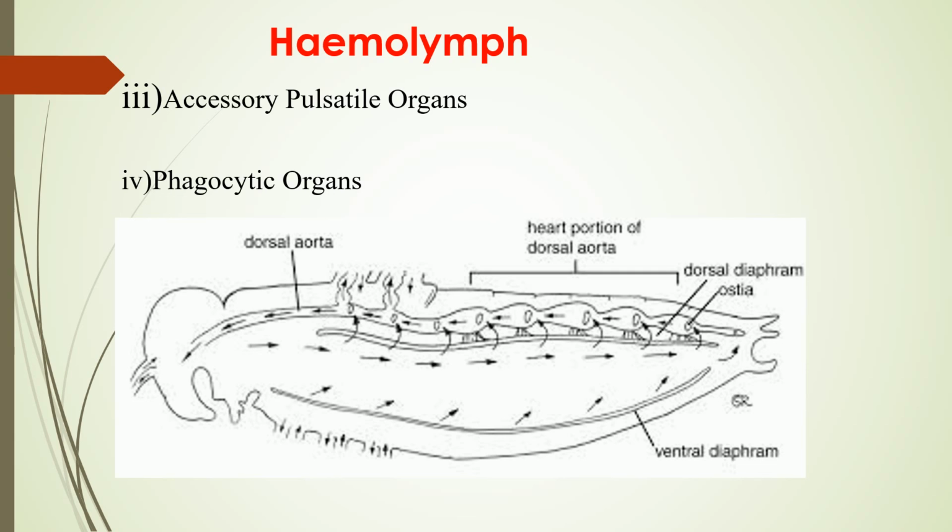The dorsal wall of the phagocytic organ is formed from phagocytic cells, while the ventral wall is from the dorsal diaphragm. The heart opens into the phagocytic organs through the lateral excurrent ostia. The lumen of these organs is filled with multinucleated phagocytic cells and they serve as a filter.